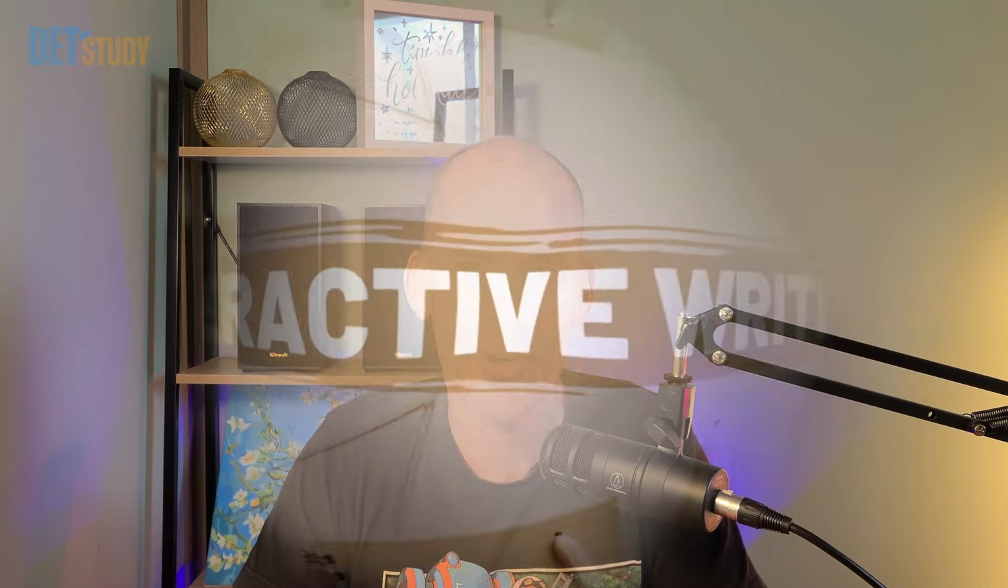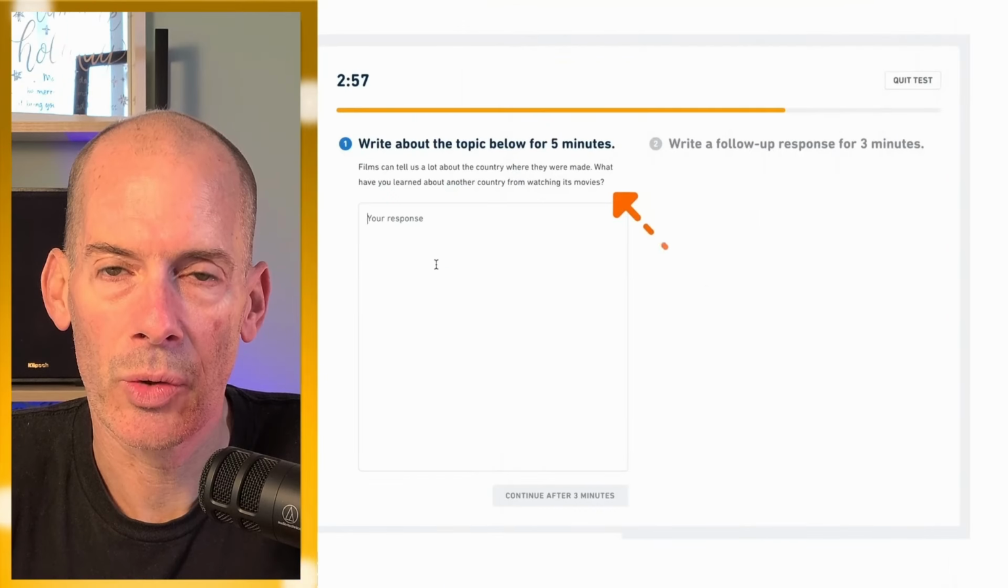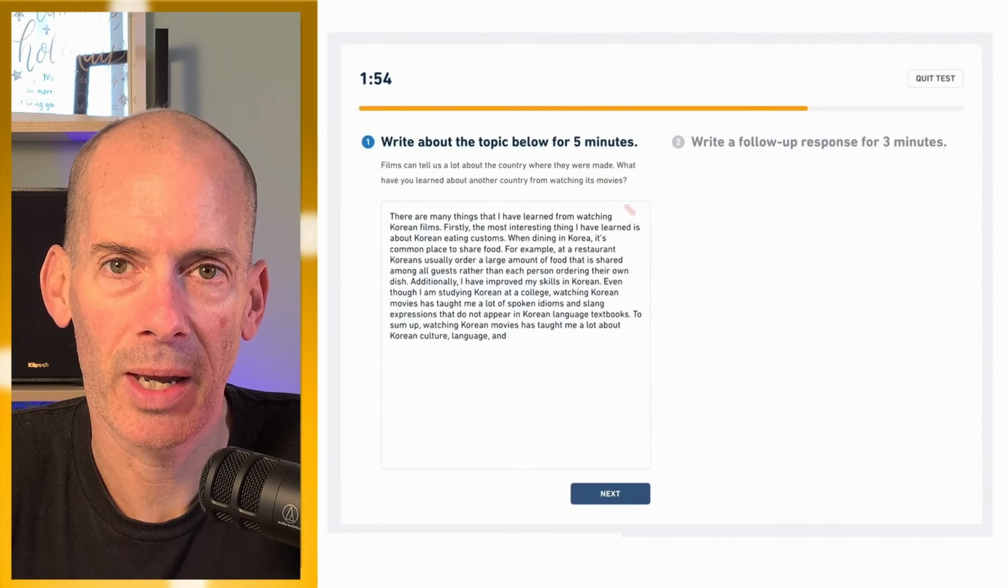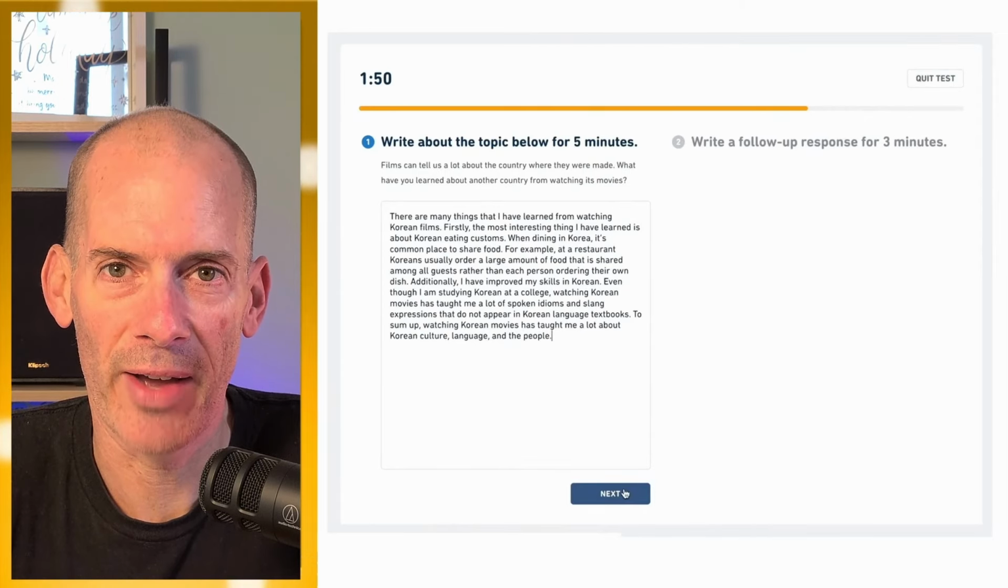The second change, and probably the most important change on the test, is that the read and write question, where you've been writing for 5 minutes on a specific topic, is going to be replaced with interactive writing. And it looks like this. First, you're going to read a prompt and a topic, and you're going to write about that prompt the same way that you've been doing for 5 minutes.